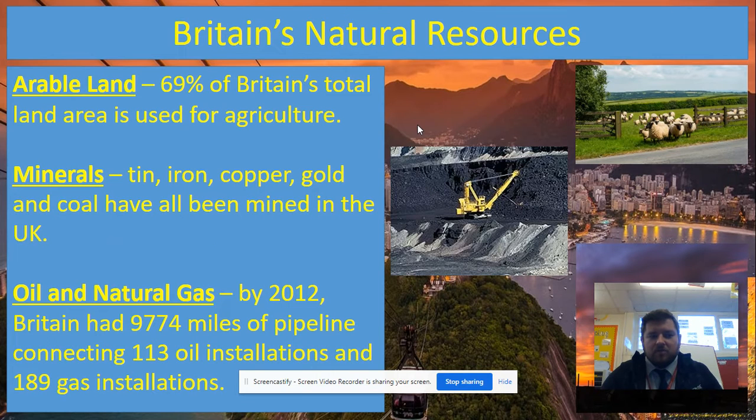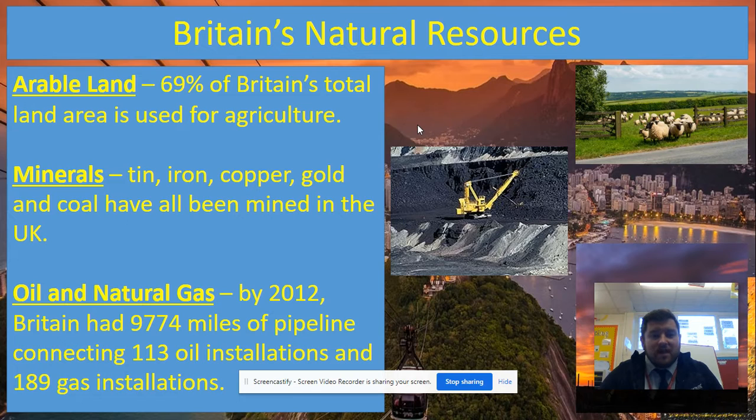Well, here are some examples. So, arable land, and that is land that we use for farming. 69% of Britain's total land area is used for agriculture. So, how is that a natural resource that we could exploit for economic gain? Well, the things we grow, the animals we rear on that land, we sell them and make money from them so that people can live and eat.